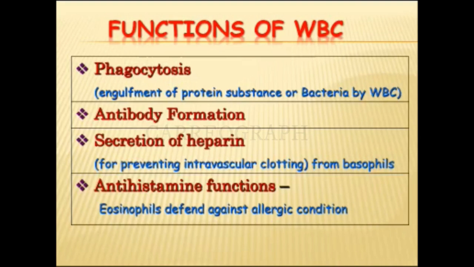Now WBC has the function of antihistamine also. These antihistamines are formed from eosinophil cells. These eosinophils are responsible for defending against allergic conditions caused by histamine. So friends, we have seen the functions of WBC: phagocytosis, antibody formation, secretion of heparin, and antihistamine function.